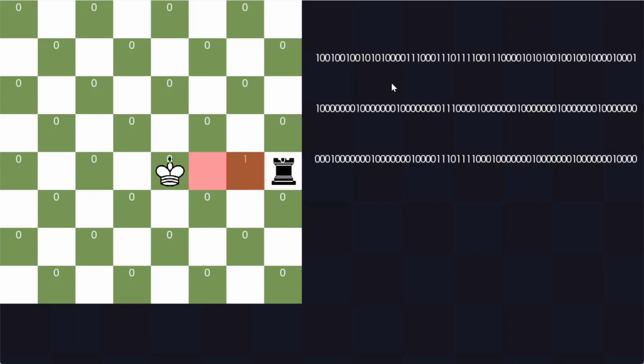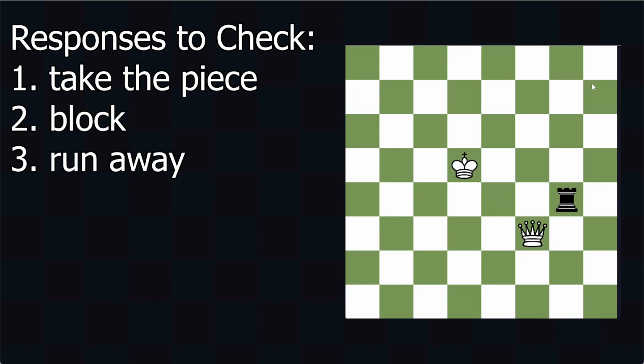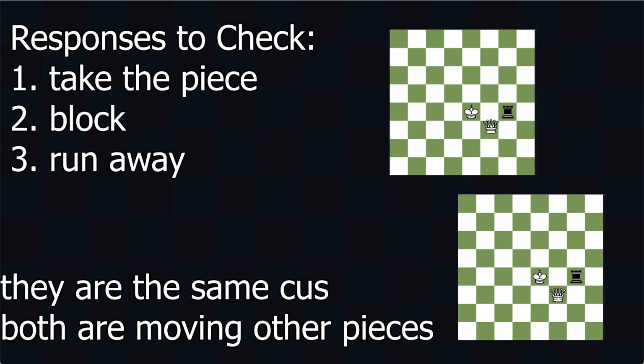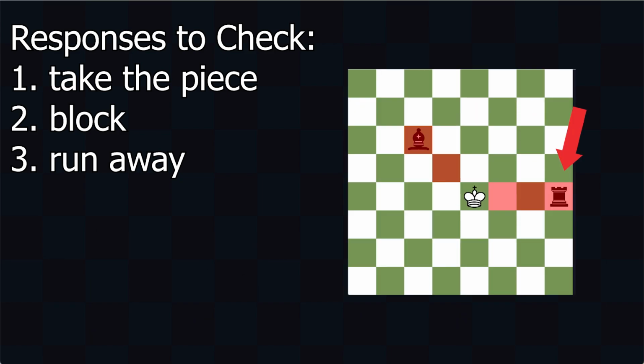Okay, now how do we respond? Well, it's actually quite simple. So for any check, there are only three responses. You can either take the piece, block with another piece, or move the king to an area that's not being attacked. 1 and 2 is actually the same if you think about it, if we just tweak it to consider one of the squares to block the king being the position of the piece.